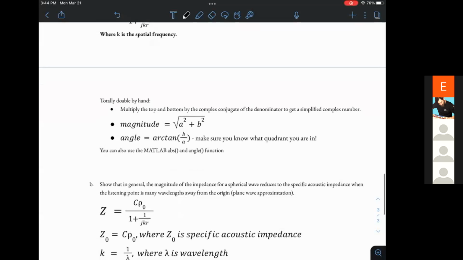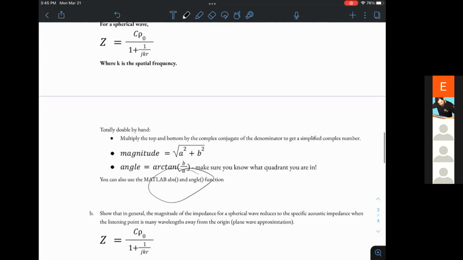You can also just use the Matlab functions absolute value and angle, right? You don't have to do any complex conjugate stuff. It'll do that for you. You don't have to know what angle you're in. Those two functions will get you there. Cool. And as always, I recommend doing it that way just to check your work if you are doing it by hand. I always do, for sure. Okay. Any questions on that? Plug and chug, right? We're still in high school physics here.